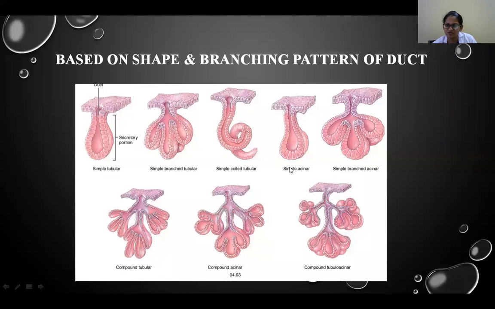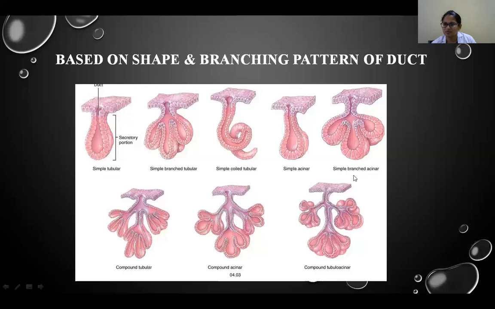And next, coming to the simple acinar gland. Here also we see only a single duct. In the tubular gland the secretory portion is tubular in shape, whereas here the secretory end piece, the acinar cell, is spherical in shape. So it is called a simple acinar gland.